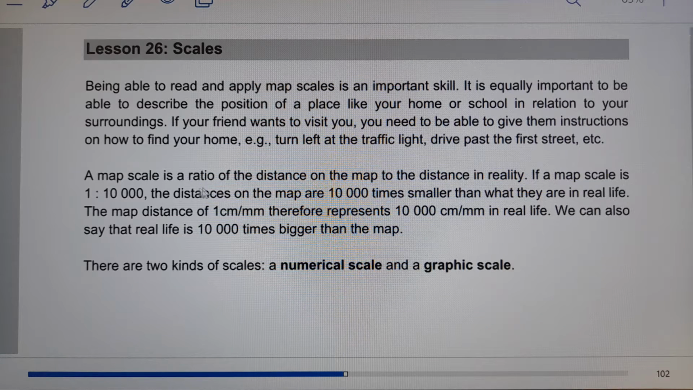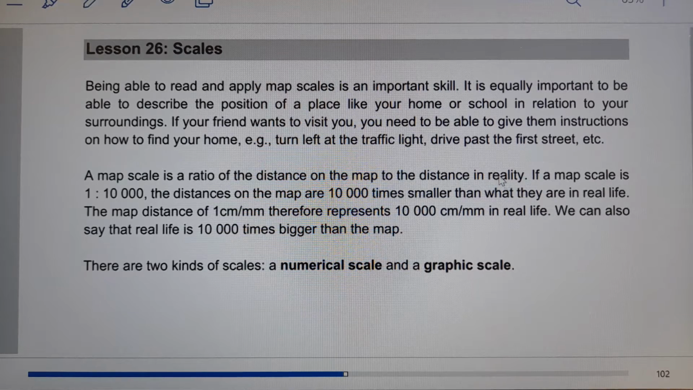A map scale is a ratio of the distance on the map to the distance in reality. Please, let's get the definition right. It's important to know this definition. A map scale is a ratio of the distance on the map to the distance in reality. There's distance on the map and distance in reality. Okay, so a map scale is the ratio of the distance on the map to the distance in reality.